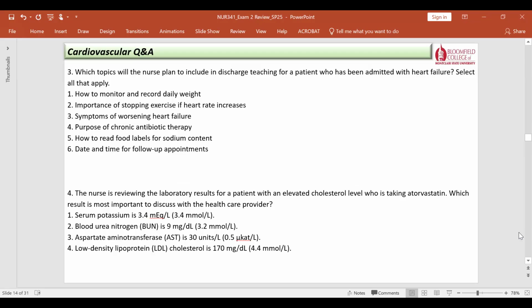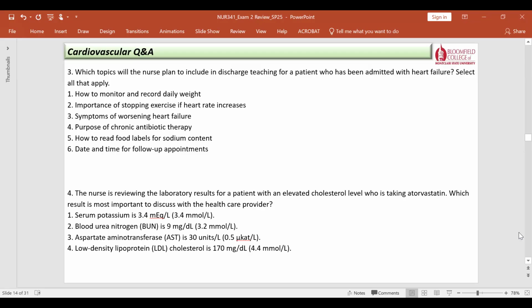Which topics will the nurse plan to include in a discharge teaching for a patient who has been admitted with heart failure? Select all that apply. So for a patient with heart failure, you want to monitor and record their daily weight. Okay, good.